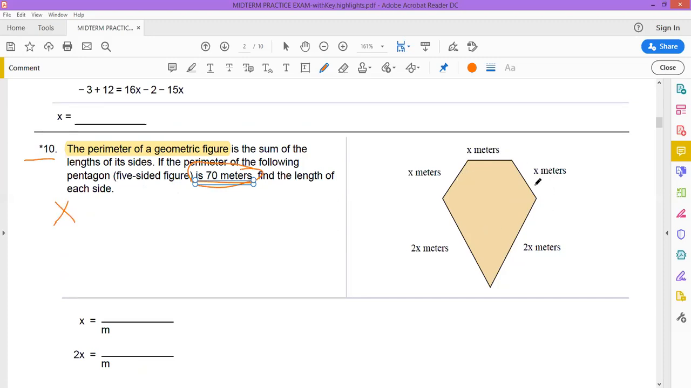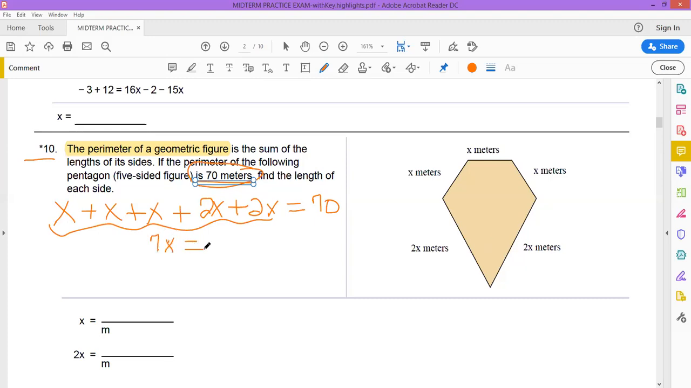We got x plus x, 3 x's, plus 2x and 2x. All of that is equal to 70. Now I want to combine like terms over here on the left side. All of these terms are x terms, so I can just combine them. 1 plus 1 plus 1, that's 3x, plus 2 would be 5x, plus 2 more would be 7x in all.